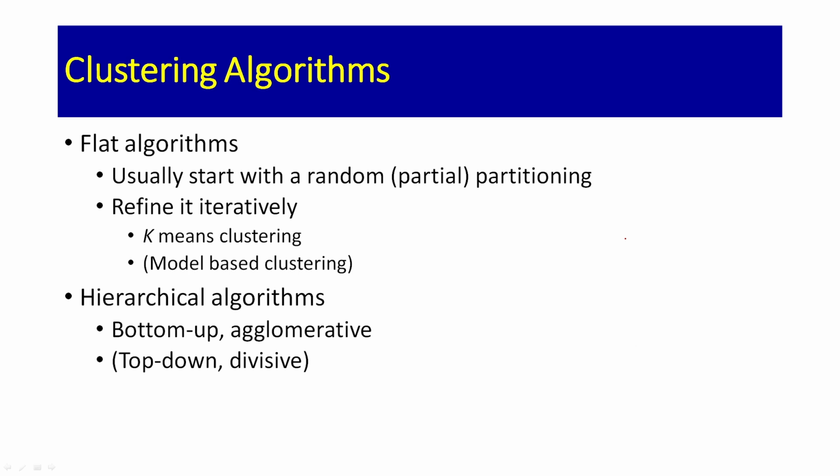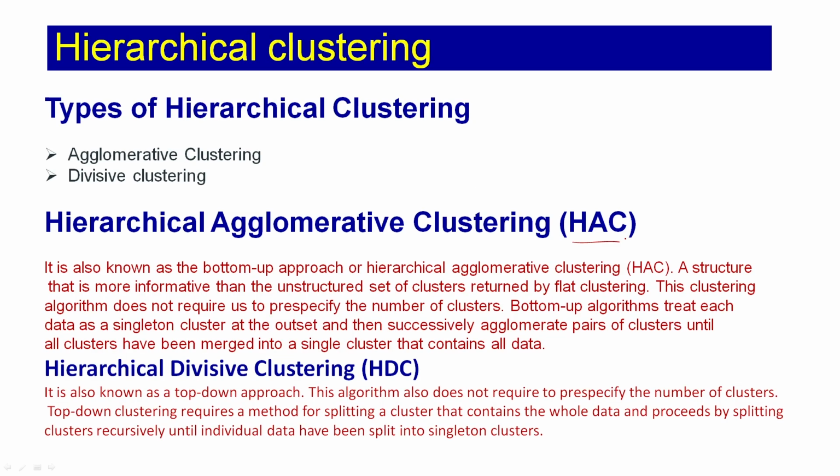So, what does it say here? If I go back here, HAC, a structure that is more informative than the unstructured set of clusters returned by flat clustering. Flat clustering will give you a set of clusters, but that is less informative than HAC. Therefore, this clustering algorithm does not require us to pre-specify the number of clusters. You do not require, you can have every data point as one cluster.